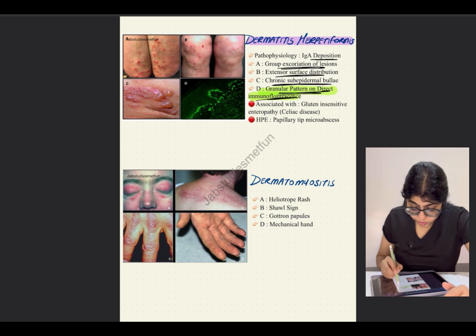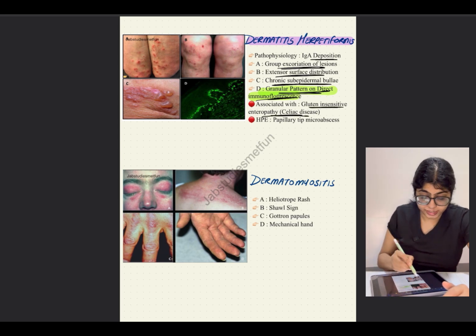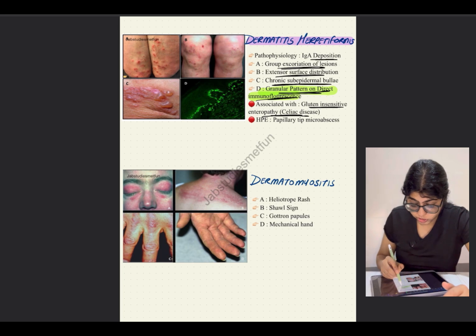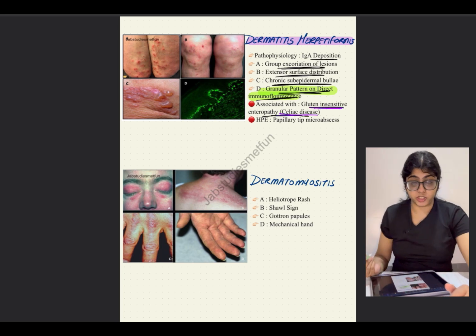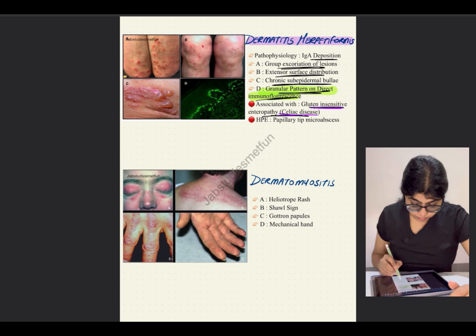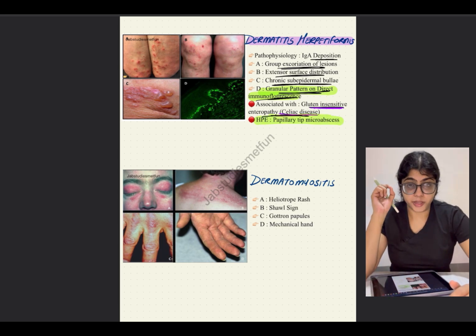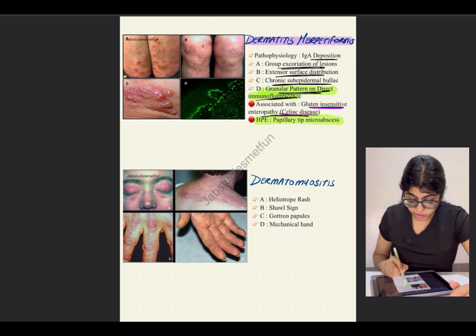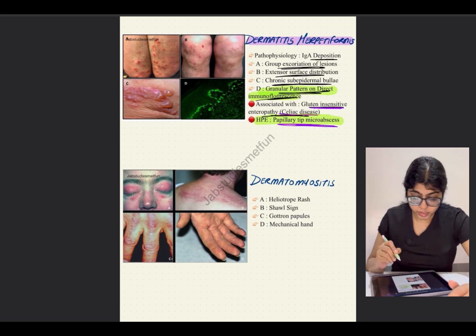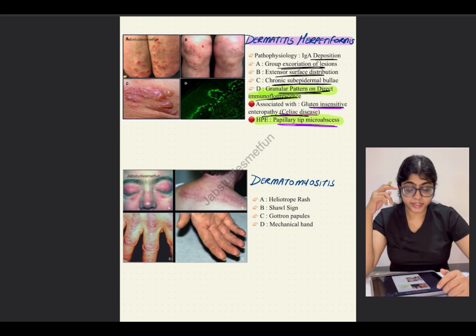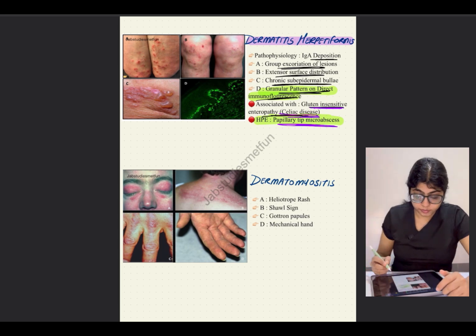It is associated with gluten-sensitive enteropathy, celiac disease. It was the latest question in the June 2024 FMGE exam. Next one, the histopathological characteristic is papillary tip microabscesses. Again, another expected question in the exam related to dermatitis herpetiformis. In the previous exams, it has been directly asked which enteropathy or which enteric disease dermatitis herpetiformis is directly related to, and the answer was celiac disease.